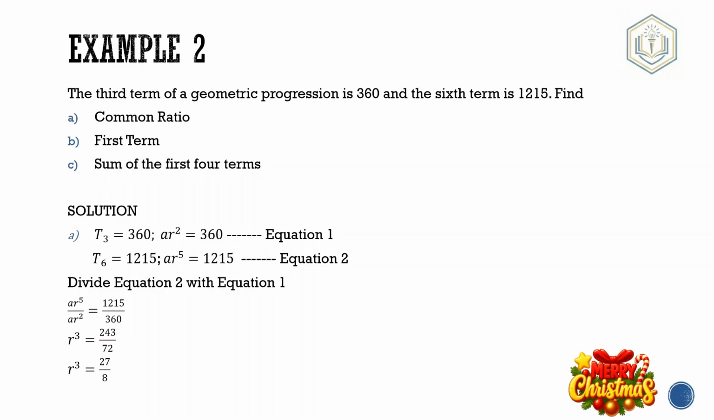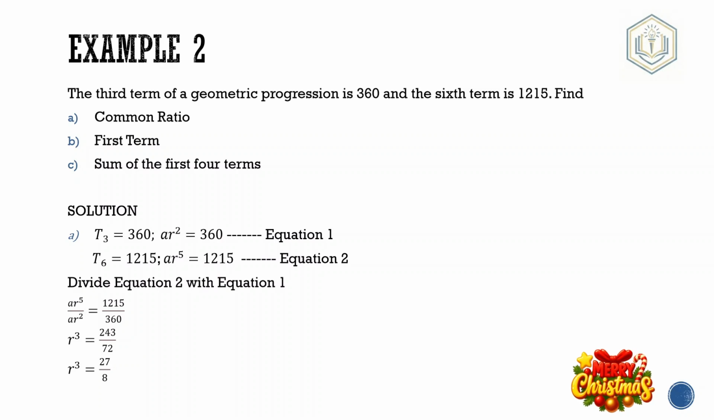So the second question, under the sum of GP, we have the third term of a geometric progression is 360, and the sixth term is 1215. You say find A, common ratio, B, first term, C, sum of the first four terms.